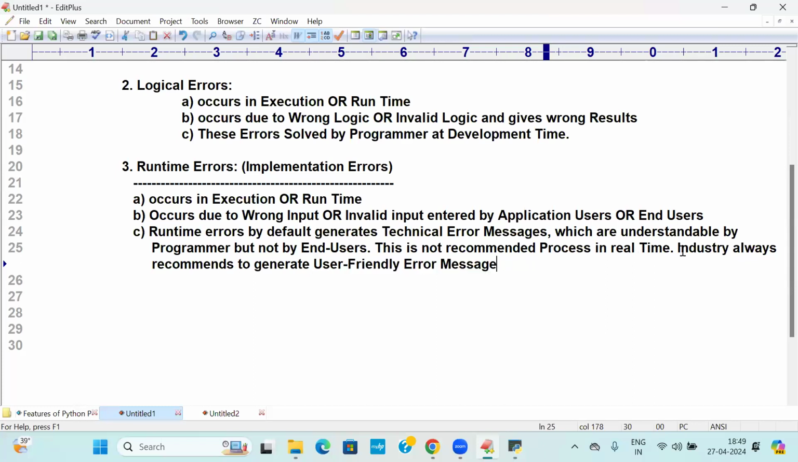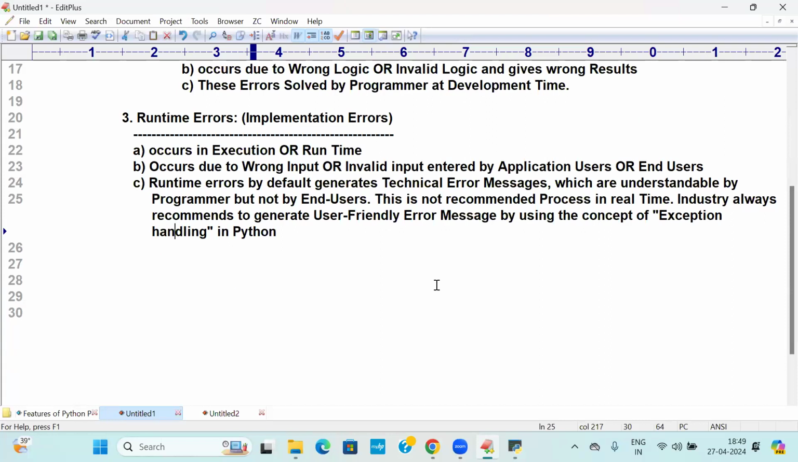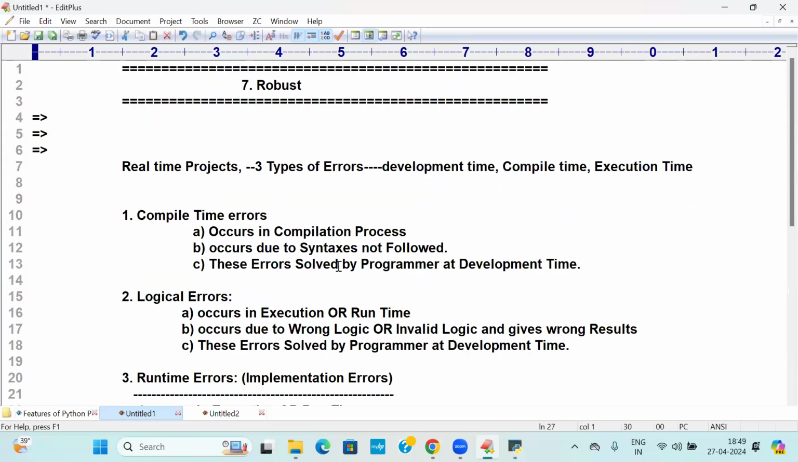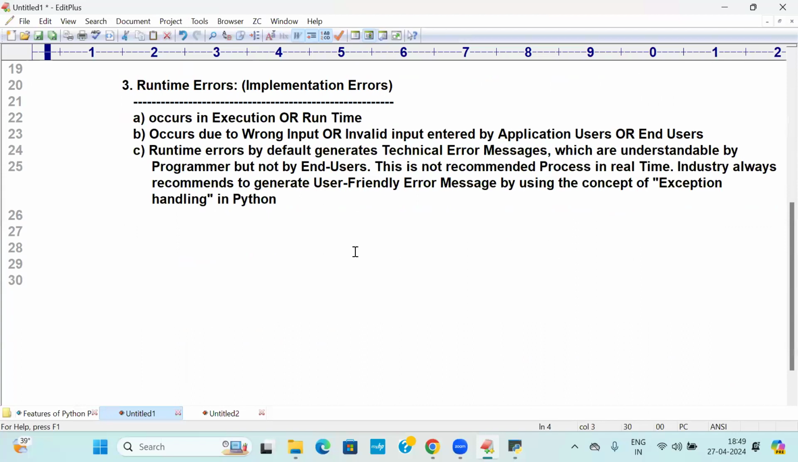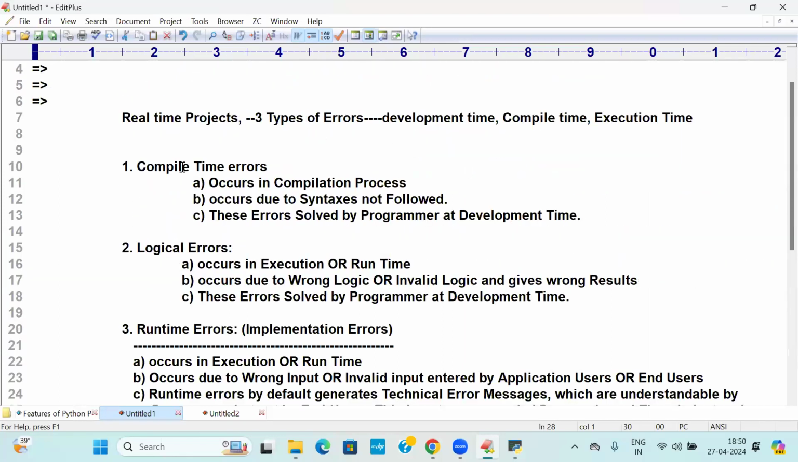To give this, industry always recommends giving user-friendly error messages by using the concept of what? Exception handling, which is one of the very good facilities in Python. Exception handling is a mechanism which converts which messages? Technical error messages into user-friendly error messages. So here two things you have to understand. Now I am going to write it. Why is this robust? What programming concept are you using to convert technical error messages into user-friendly ones? Exception handling.